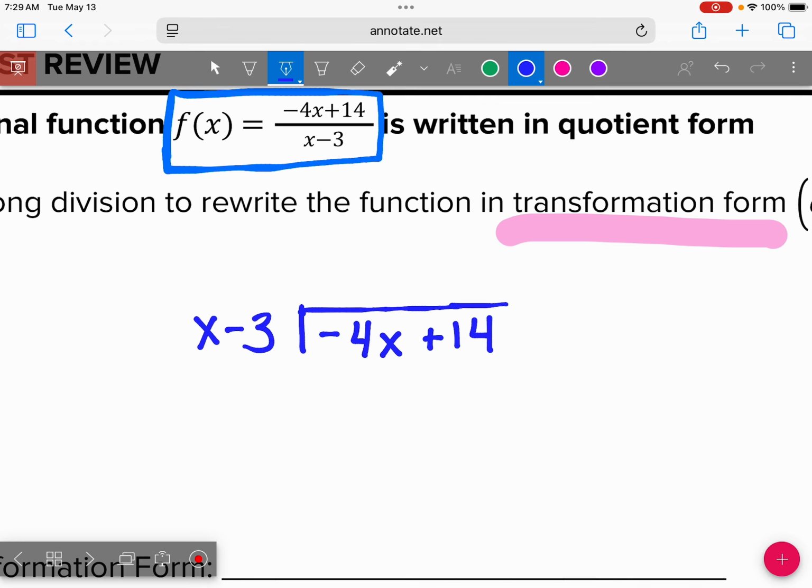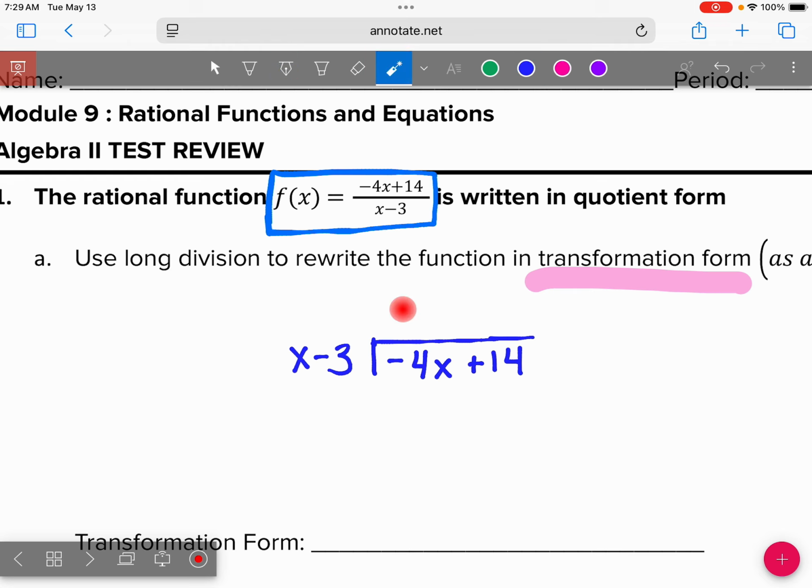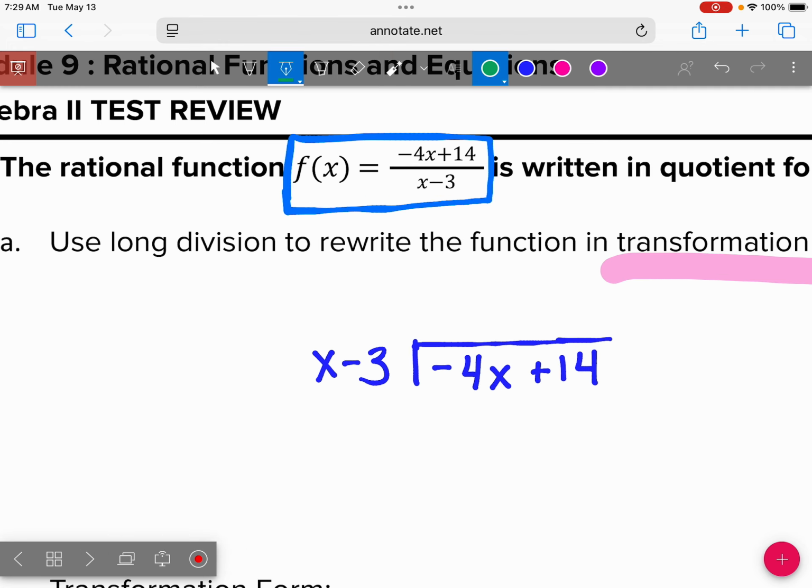So we have to divide this down in order to get this into transformation form. So what number is going to go up here? -4, because we're looking at this first term and this first term. We want to know what we need to multiply this by to get exactly this, and that would be a -4. When we multiply our -4 times this piece and put it underneath, we're going to have our -4x. -4 times -3 gives us a +12.